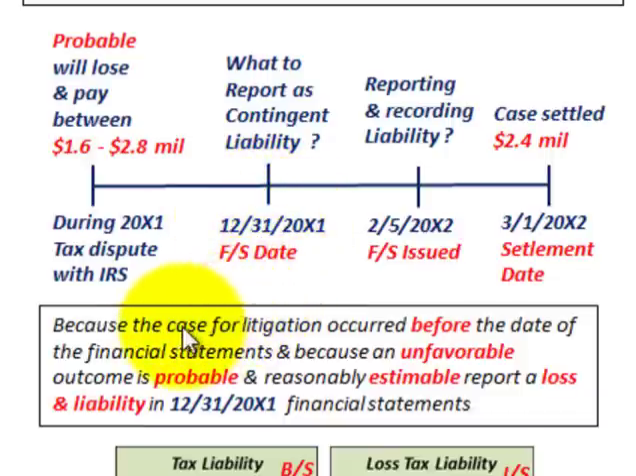So this is what we would look at. This is the answer. Because the cause of litigation occurred before the date of the financial statements, and because an unfavorable outcome is probable and reasonably estimatable, you would report a loss and a liability in the 12/31/20X1 financial statements. Because it was probable and we had a reasonable estimate of this loss, we'd be reporting it since it occurred before our financial statement date.